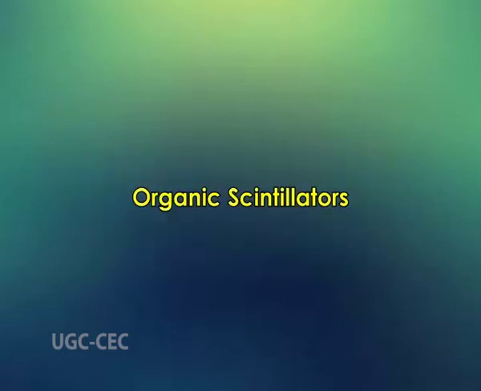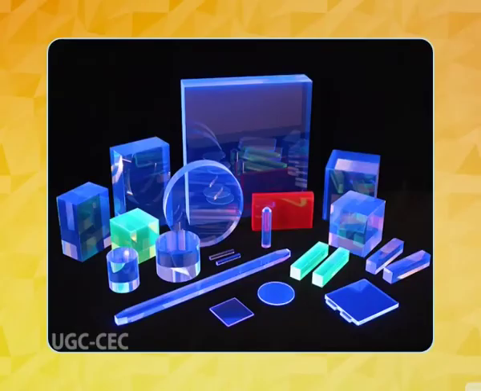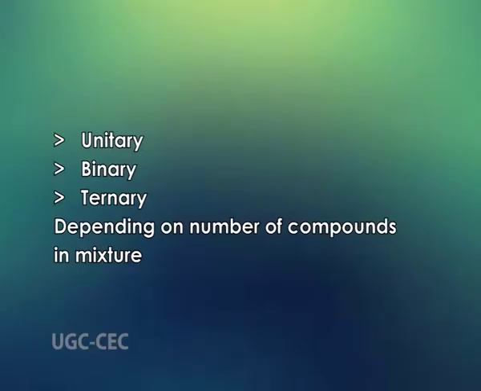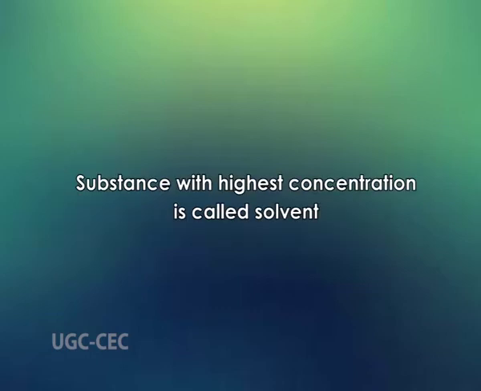Second is organic scintillators. The materials that are efficient organic scintillators belong to the class of aromatic compounds. Organic scintillators are formed by combining appropriate compounds. They are classified as unitary, binary, ternary, and so on, depending on the number of compounds in the mixture. The substance with the highest concentration is called the solvent. The others are called solutes.